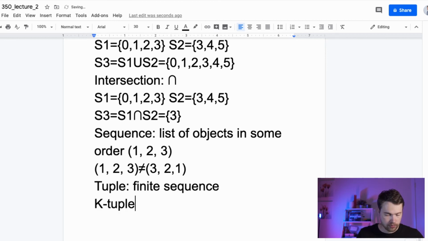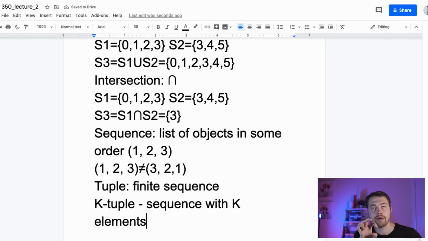K-tuple, what is a K-tuple? K-tuple would be a sequence with k elements. For example, if I say that I have a two-tuple, right? That means it is a sequence of 2 elements. If I have a 5-tuple, that means it is a sequence of 5 elements.